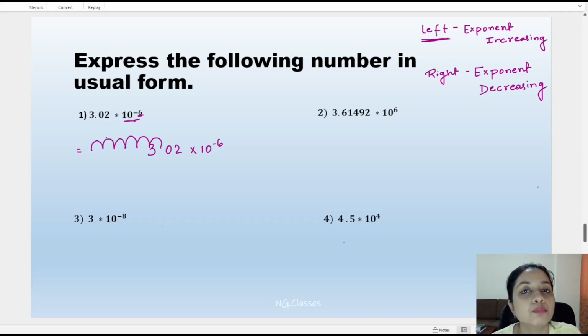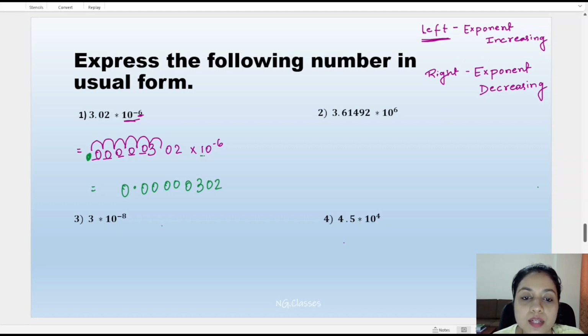As you can see, we have moved towards the left direction. Now what will we write in place of the blank? Here we will write zeros. When we don't have any number or digit, we fill the blank with zeros. Now the decimal shifted to here and our number became 0.00000302. After that, this 10 to the power negative 6 became 10 to the power 0, that means only 1. So we can write our number without this also.